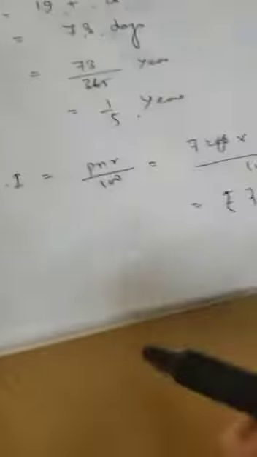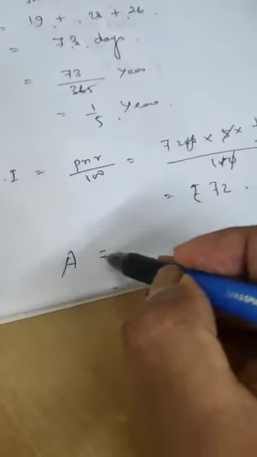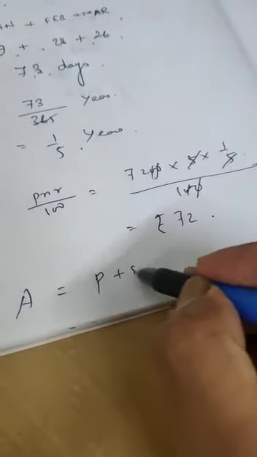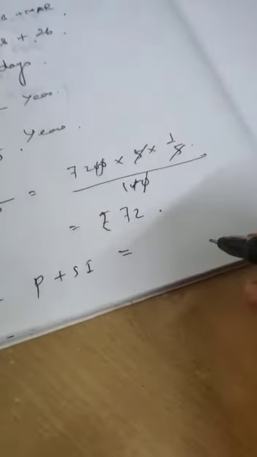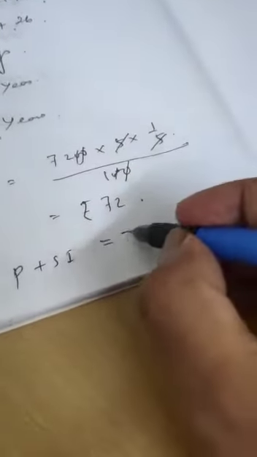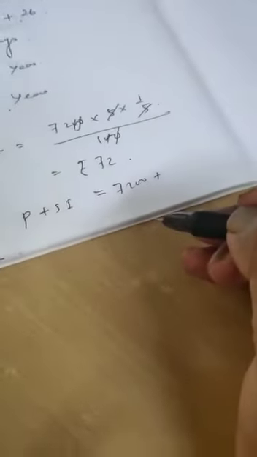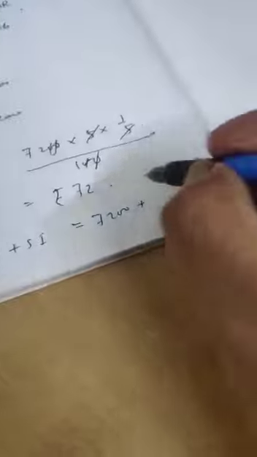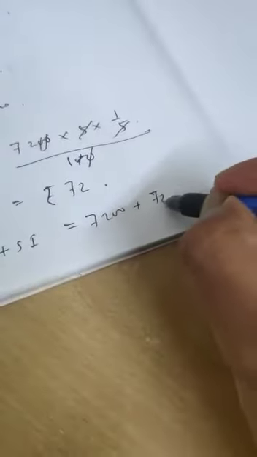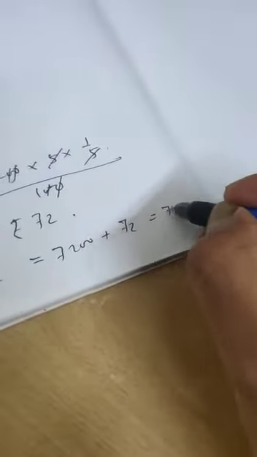So what is the amount? Amount equal to principal plus SI. Now principal, P equal to 7200. And your SI is what? 72. So 7272 rupees. Rupees 7272.